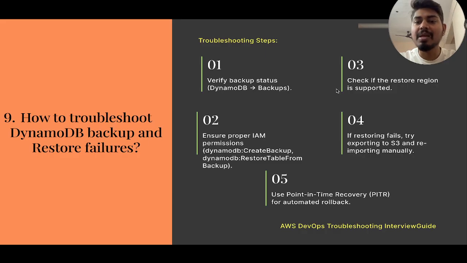Sometimes what happens is the backup and restoration is failing, then we can try downloading from S3 and importing manually. Use point in time recovery, PITR, for automated rollback.